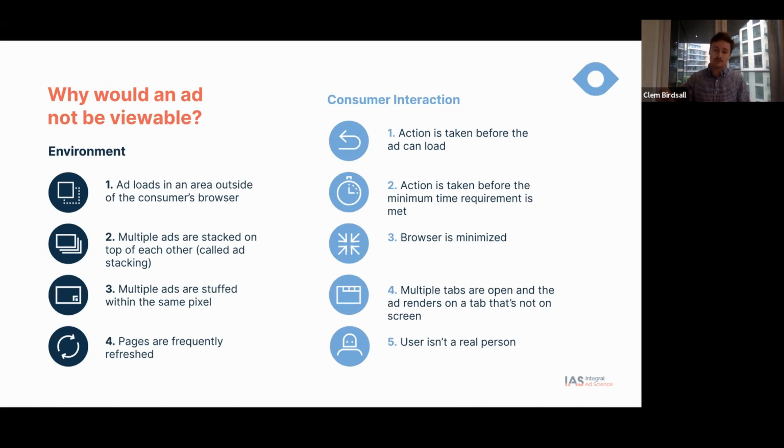If there are multiple tabs that you have open, and the ads are being refreshed and loading on those tabs when they're not on your viewable active top tab, then again, the ads won't be seen. Or if there's a bot in place, and obviously a bot's not a real person, so the ad can't be seen either way.